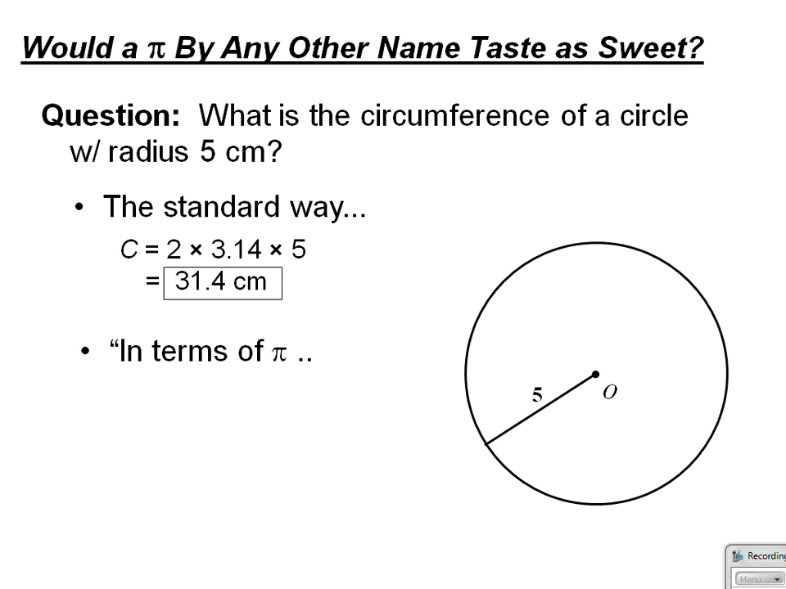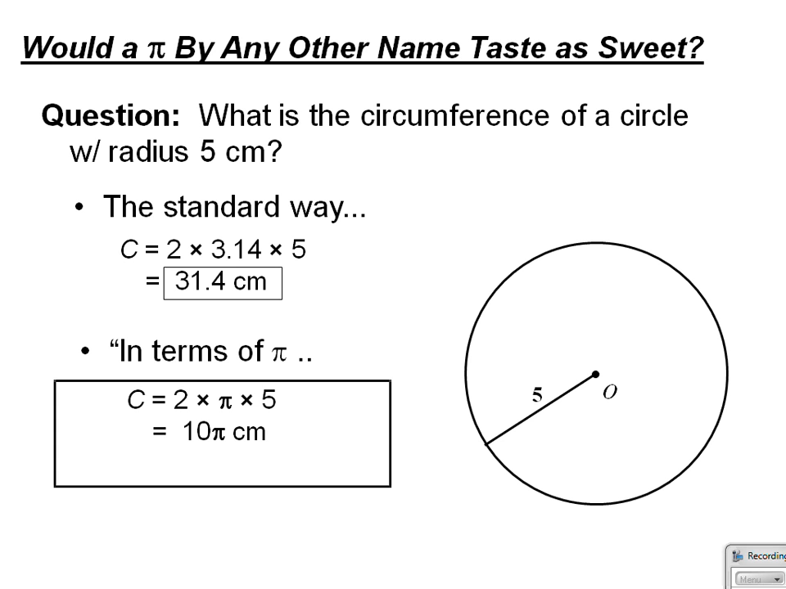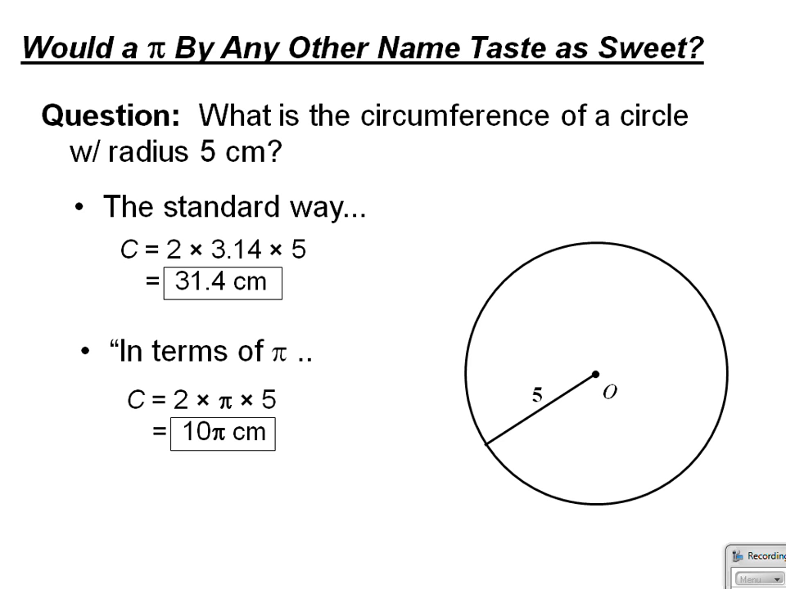So there's another method of calculating the circumference, and that method is called in terms of pi. Instead of using an approximation for pi, whether it's 3.14 or 3.14159, instead we keep pi as pi. We don't touch it. We treat it almost as if it was a variable, and we only multiply the constant terms. 2 times 5 gets us 10, and then we just multiply 10 by pi. We get 10 pi, and we leave it like that.